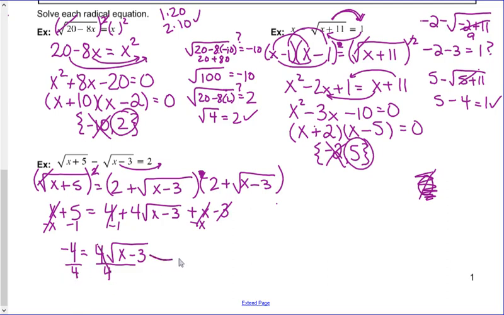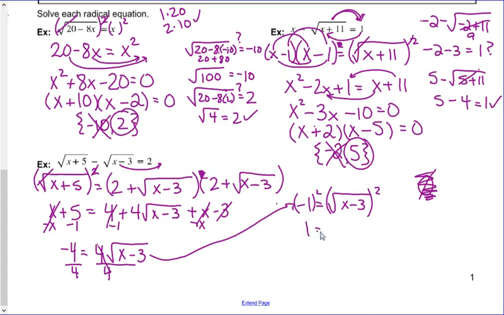Okay, so let's bring this over here. On the left side, negative 4 divided by 4 is a negative 1. On the right side, I'm just left with that square root of x minus 3. Now again, we're back to step 1 where we have to isolate that radical. Then we're coming back to square both sides because I'm not done yet. I don't have x by itself, so I have to keep going as many times through those steps as needed to get the radical gone.